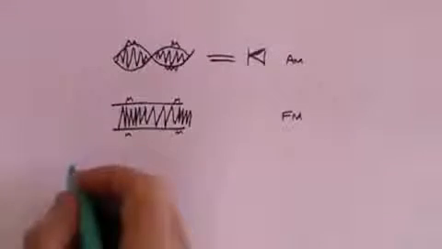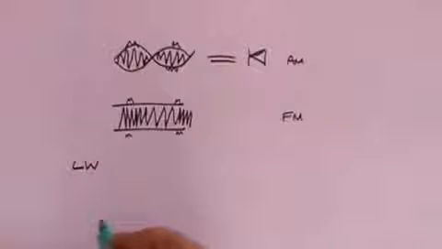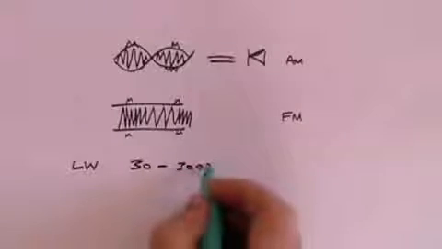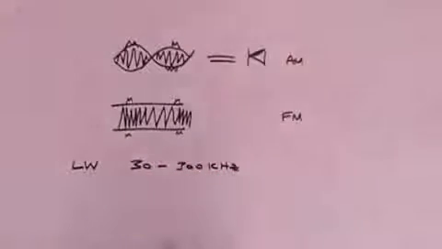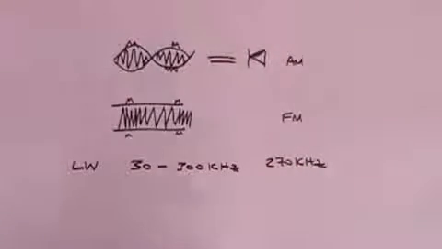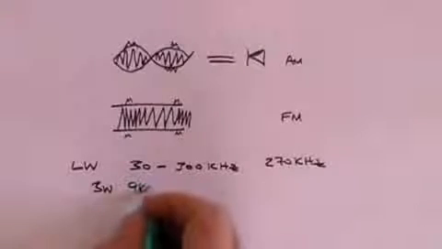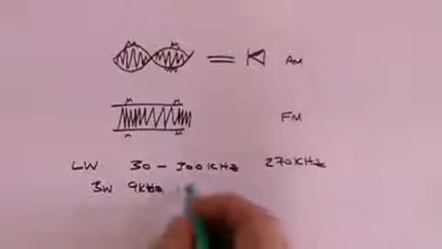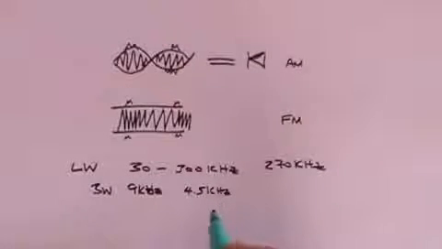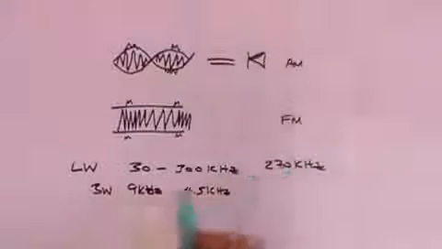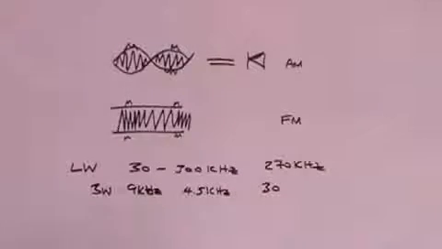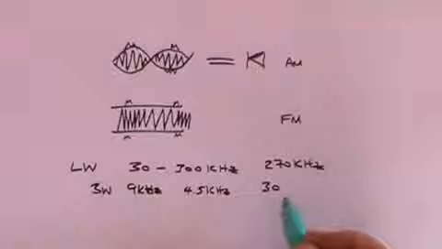If we think about long wave transmission, it is usually in the frequency spectrum 30 to 300 kilohertz. So there is 270 kilohertz to play with. If we make the bandwidth 9 kilohertz, which essentially means 4.5 kilohertz either side of the main signal, then you can get 270 divided by 9 equals 30 stations in that signal frequency.